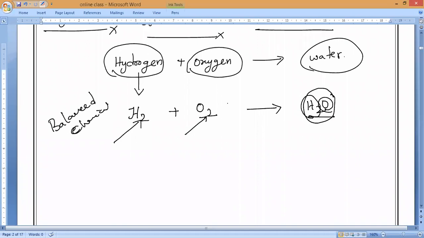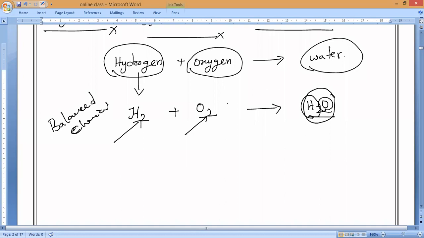Yes or no? Please respond. Yes, sir. For example, I am giving 1000 kg of raw materials, meaning reactants, but I need only 10 kg of product. Then the remaining things all go to waste. Yes or no? That is the reason.